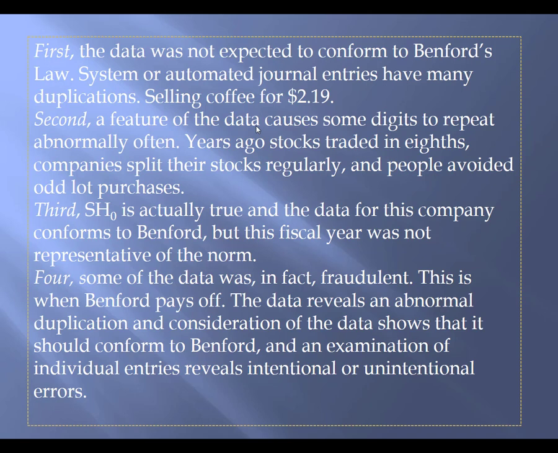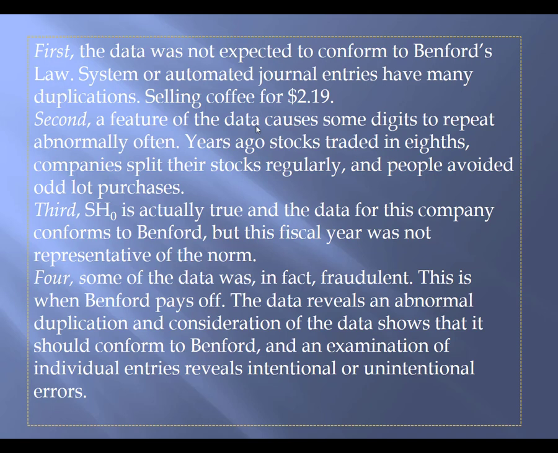Secondly, there might be some inherent feature in the data that causes some of the digits to repeat abnormally often. 20 years ago, we traded stocks in eighths, and at least, well, that would apply to the ending digits. They'd be whatever the decimals were for eighths. Companies split their stocks regularly, meaning that they kept them in a range. And people avoided odd lot purchases, and these were purchases that were not multiples of 100. So these were avoided, so we would see a tendency towards multiples of 100.